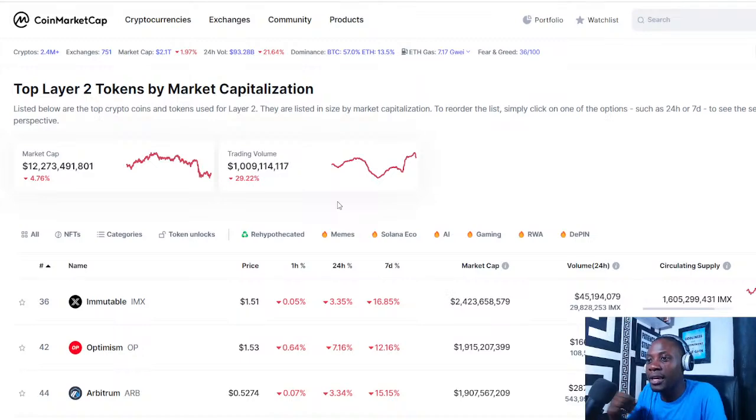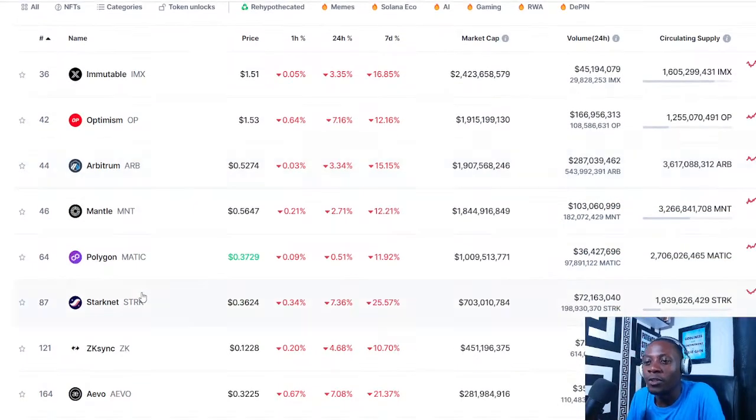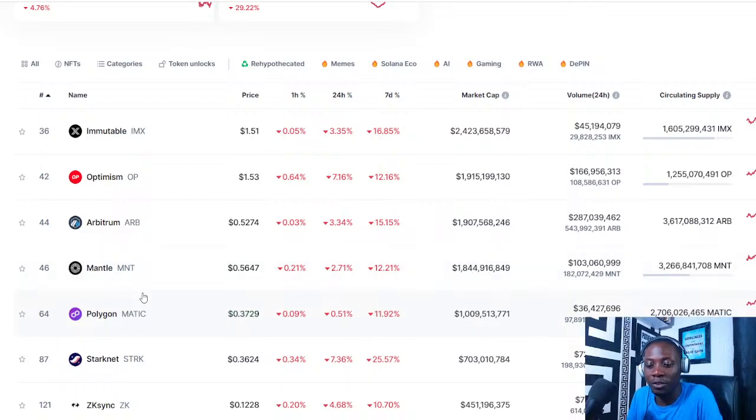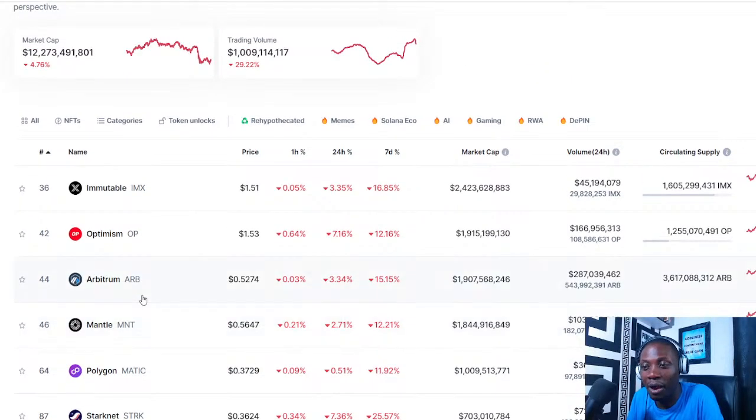Okay, guys, where are we? So there are a lot of tokens that are categorized as L2 on CoinMarketCap. Some of them are already on major exchanges. So you've gotten IMX trading at $1.5 per token.